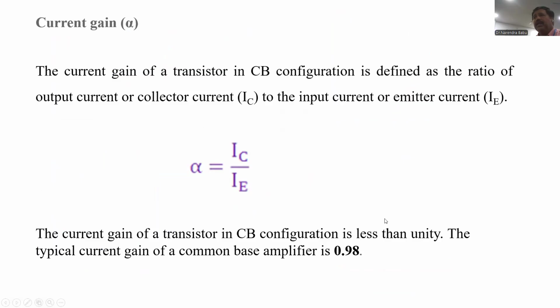The current gain is defined as output current by input current, and it is nothing but alpha. The current gain of a common base configuration is less than unity, typically around 0.98. This is about common base configuration.